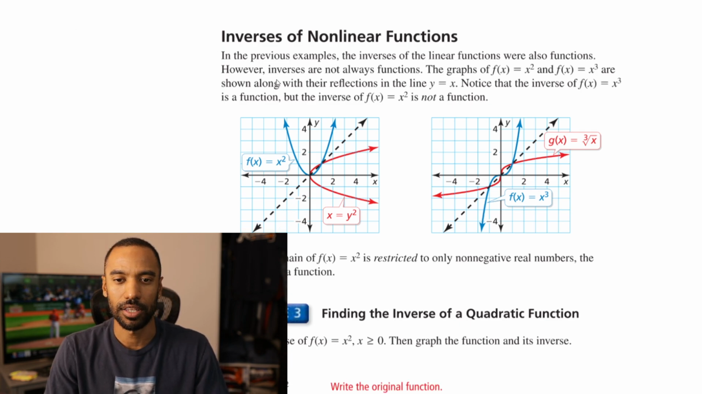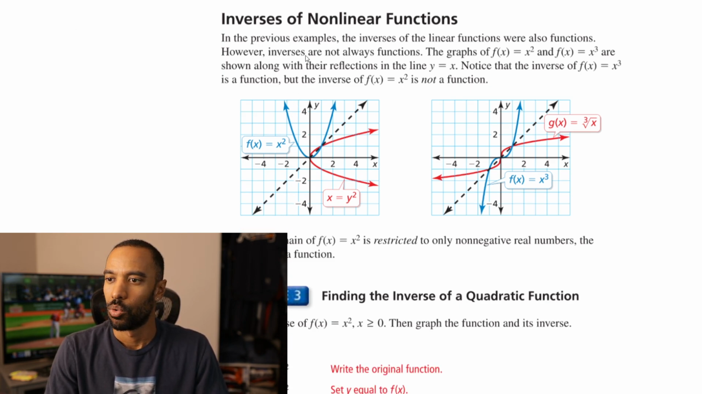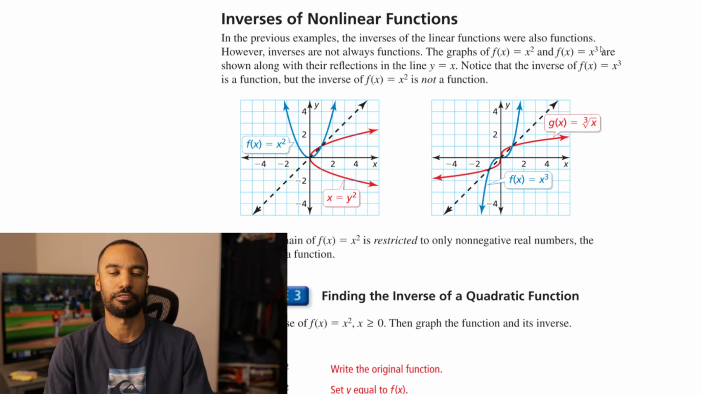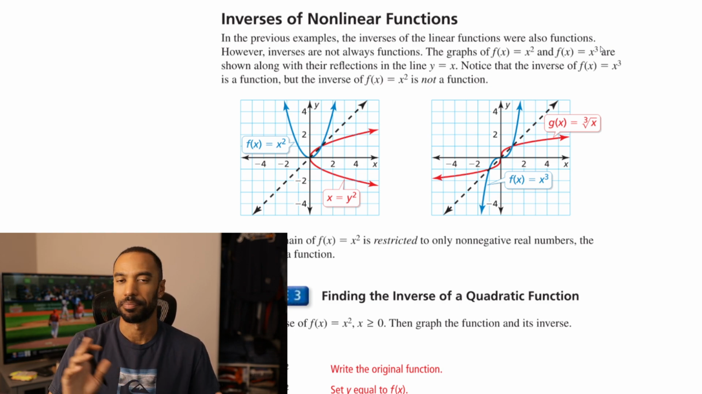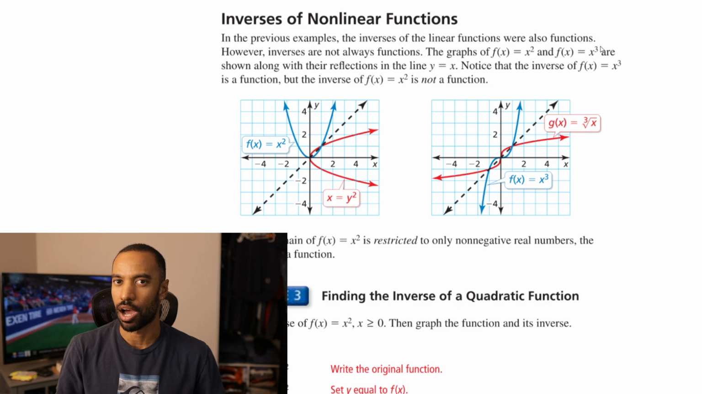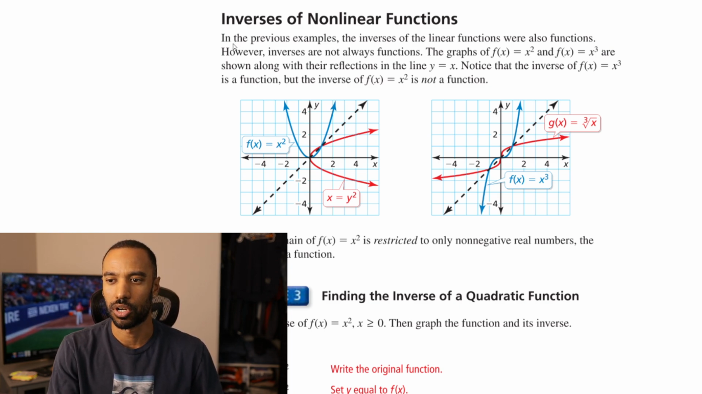All right, inverses of nonlinear functions. What's going to happen here? In the previous examples, the inverses were also functions. That means that for every x, there was only one y, that they passed the vertical line test, things like that. Not all functions have inverses that are also functions as well. Inverses are not always functions.